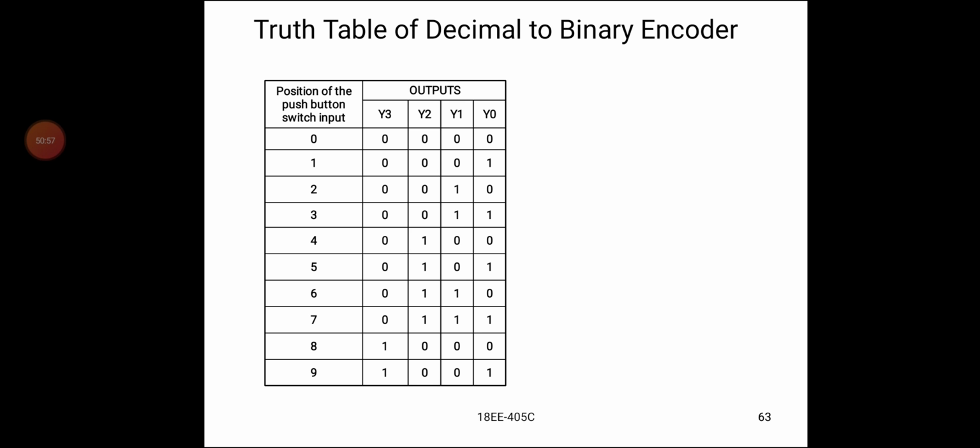2 means 0, 0, 1, 0. 3 is 0, 0, 1, 1. 4 is 0, 1, 0, 0. 5 is 0, 1, 0, 1. 6 is 0, 1, 1, 0. 7 is 0, 1, 1, 1. 8 is 1, 0, 0, 0. 9 is 1, 0, 0, 1.